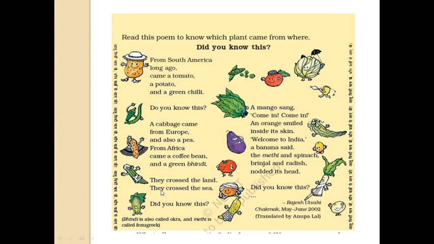They crossed the land, they crossed the sea. Did you know this? A mango sang, come in, come in. An orange smiled inside its skin. Welcome to India, a banana said. The methi and spinach, brinjal and radish nodded its head. So all these things like mango, orange, banana, methi, spinach originated in India. Understood the poem? A very small poem is there.